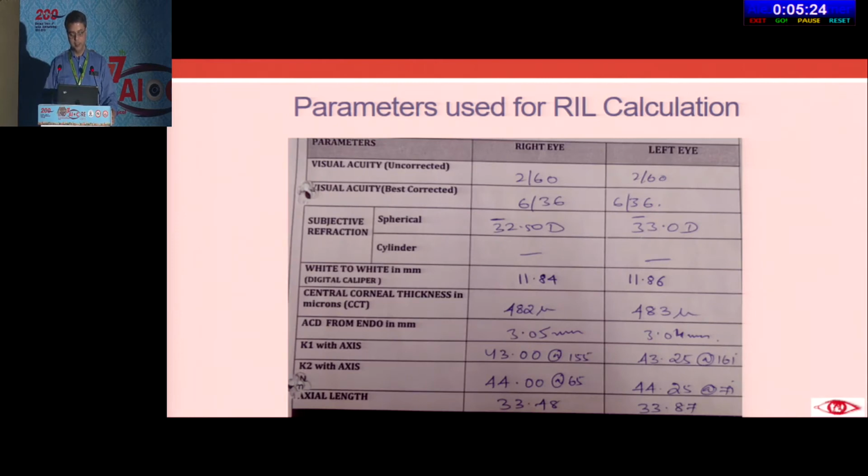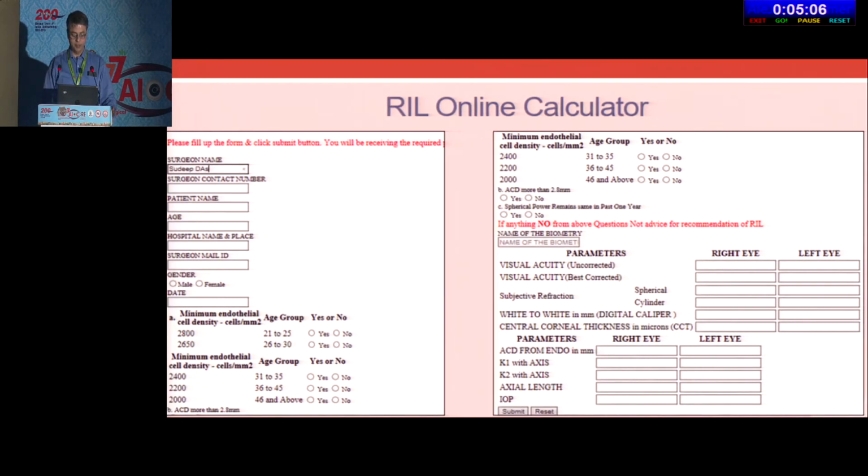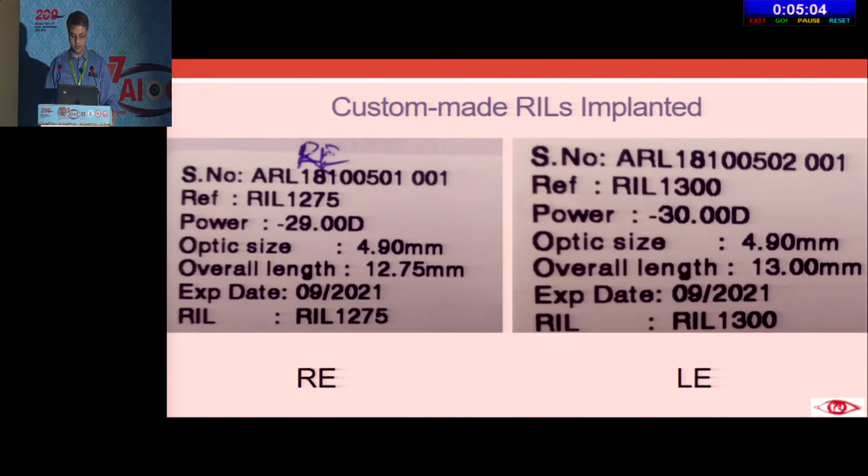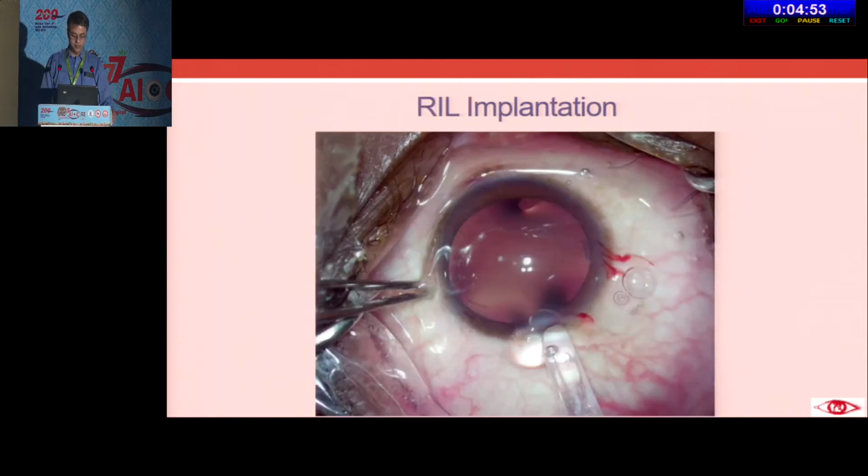So I don't use the online calculator, because even if you fill it in, they may give you the options. So my counselors get this to me, fill it up, or one of my other doctors fills it up, get it checked, and then they come back with the options. And this is the online calculator for those who are interested. And this is the lens that we used. And these were custom made. So the right eye was a -29 diopter, the left eye was a -30 diopter. And these were spherical lenses.